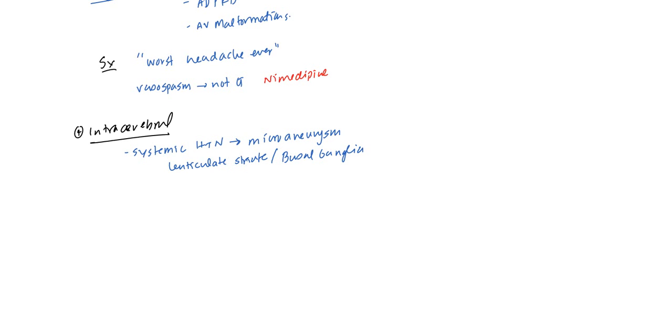There are some conditions associated with this. Amyloid angiopathy is associated with this. A lot of vasculitis can cause this as well. And finally, even some neoplasms have been associated with intracerebral hemorrhage, but primarily uncontrolled, long-standing systemic hypertension causes this.